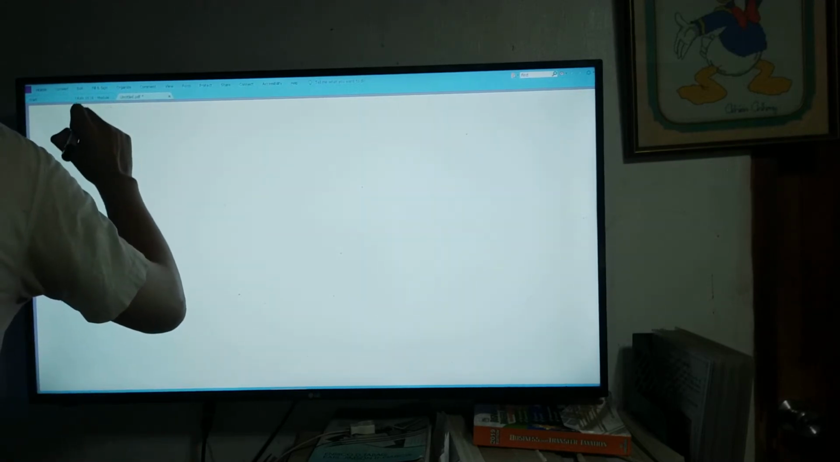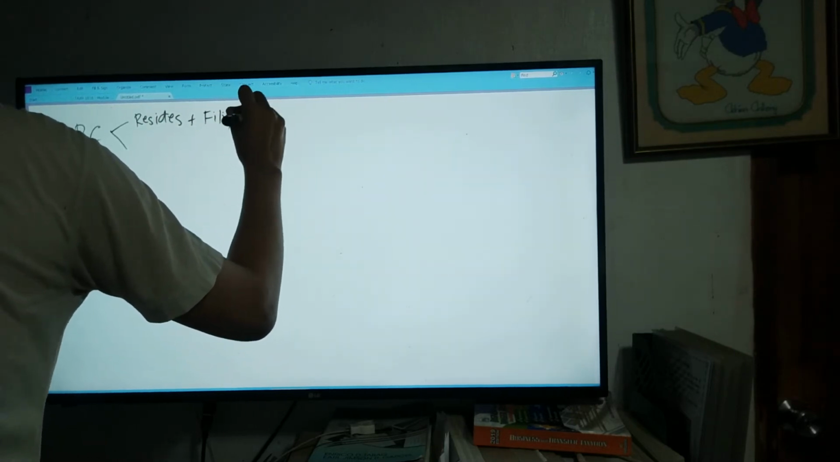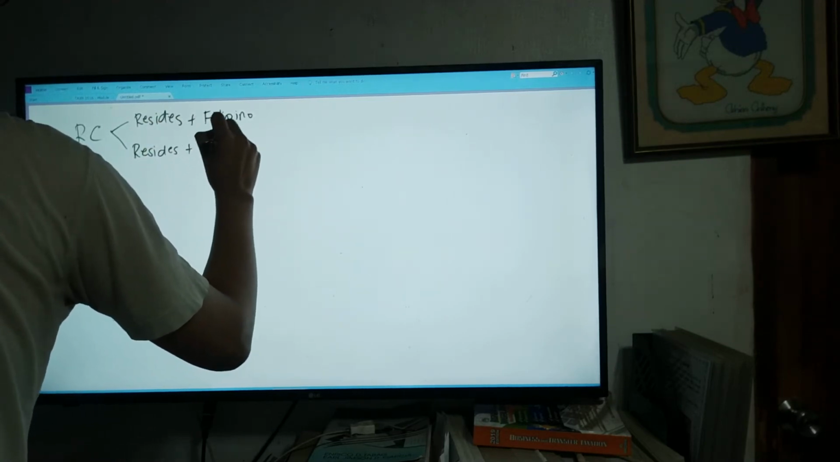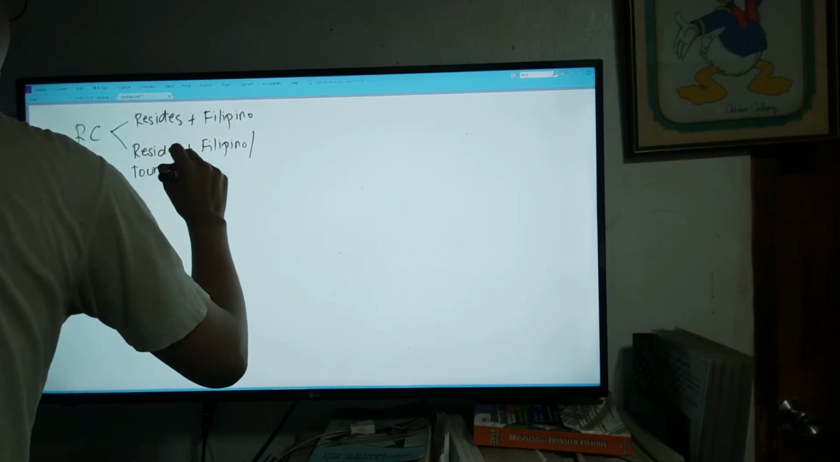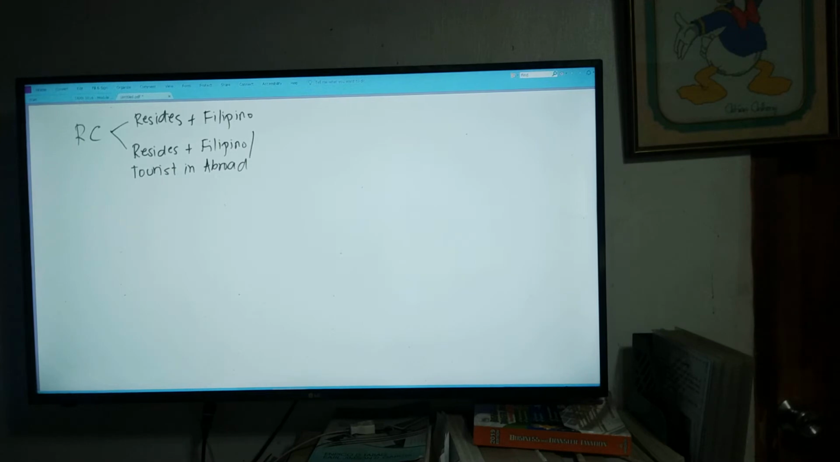Ay, sorry. So with that then, we continue on with our discussion. So, kung maalala nyo kanina, guys, okay, ang sabi natin, kapag resident citizen, it's either resides plus Filipino. Okay? Resides plus Filipino. Okay? Despite being tourist in other country, in abroad. Yun ho ang constitution ng isang RC.